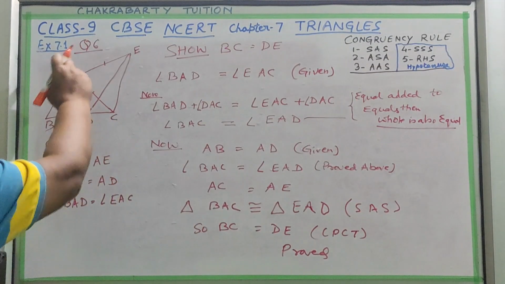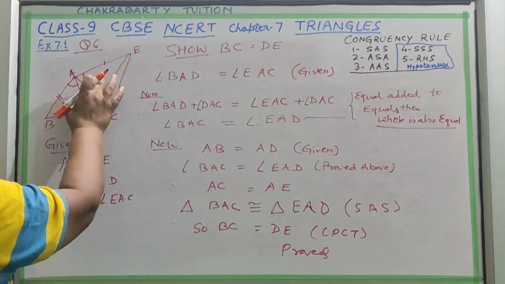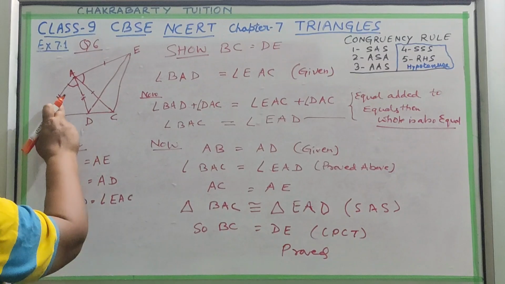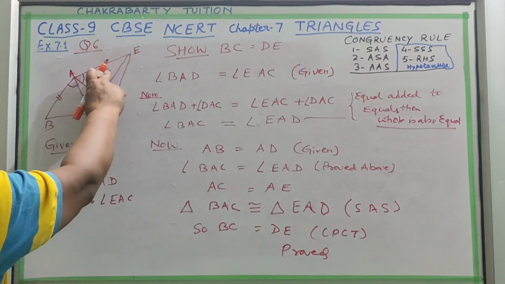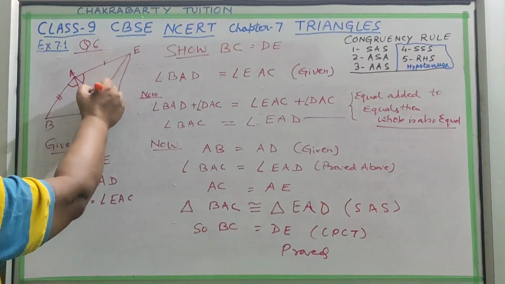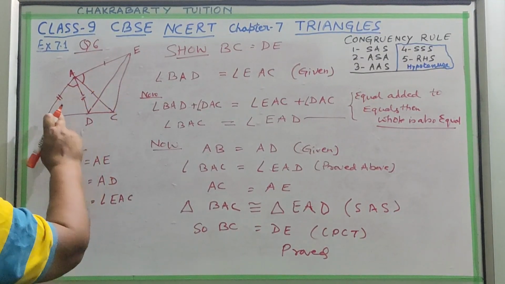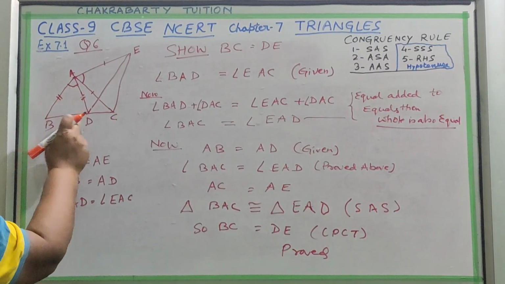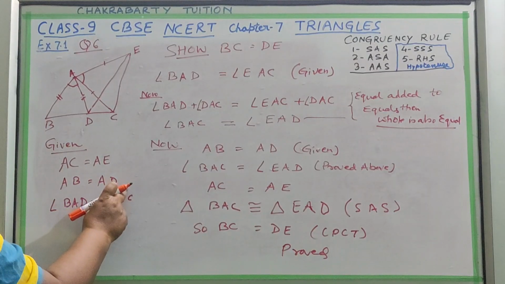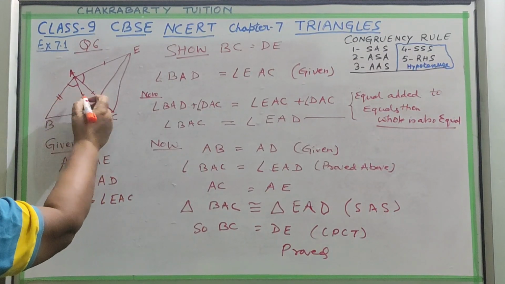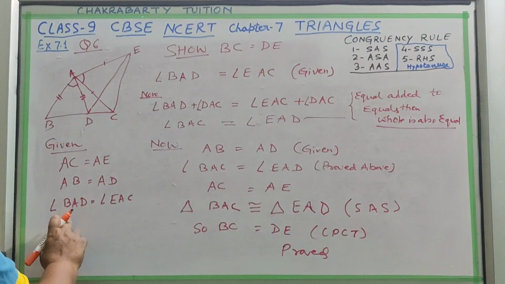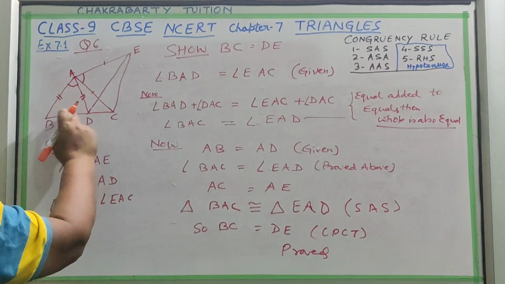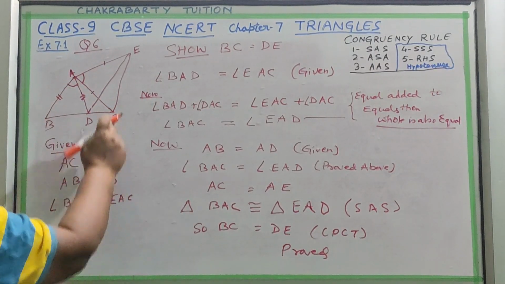Now question number 6 we are going to do. So here in question number 6, this diagram is given. In this diagram it is given that line AC is equal to line AE. This and this are equal. Then here AB is equal to AD. It is also given. So here I have made two lines to denote this and this line are equal. And what they are writing? Angle BAD is equal to angle EAC.